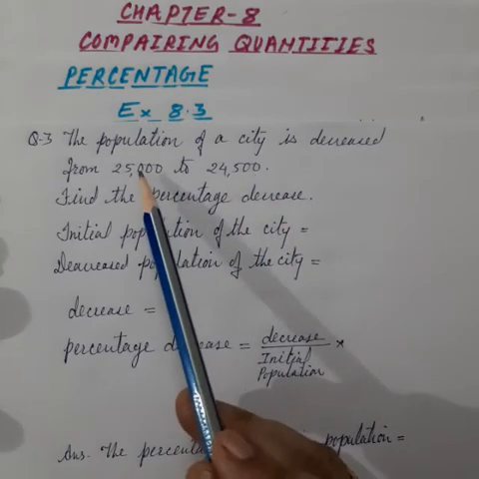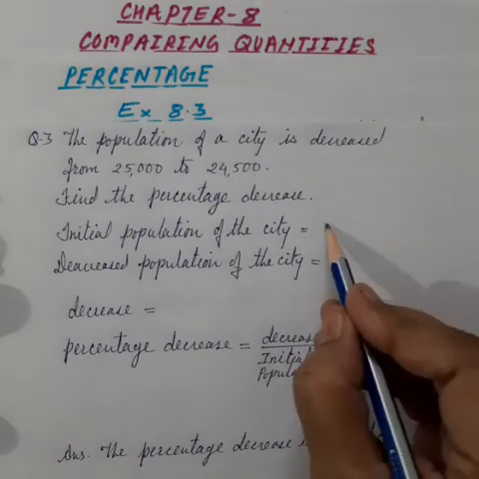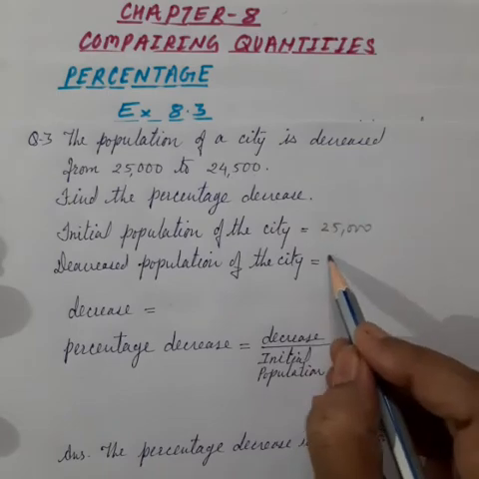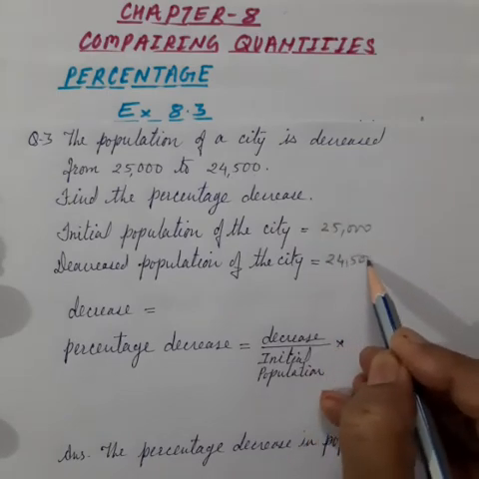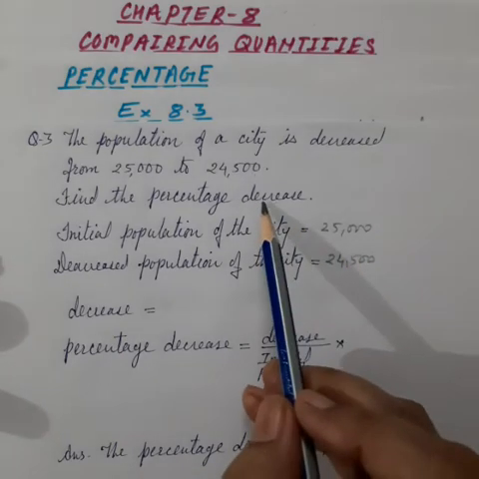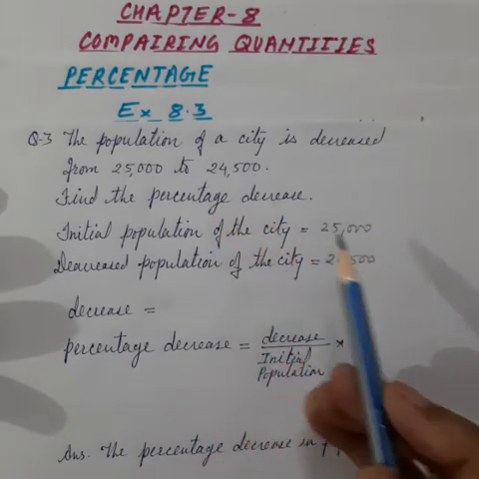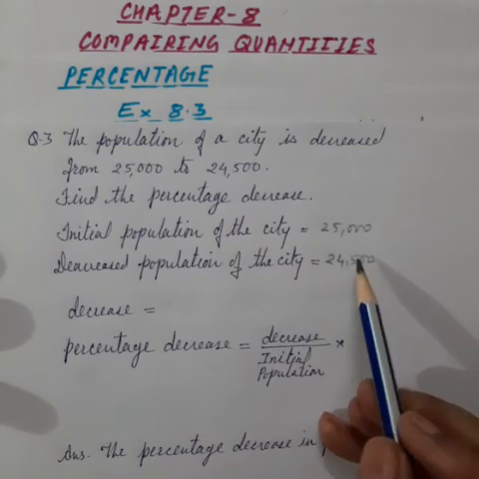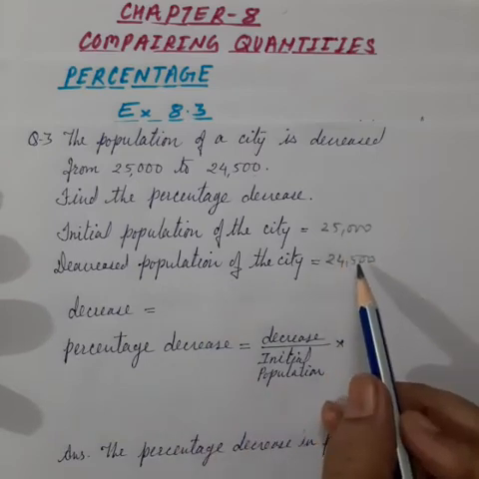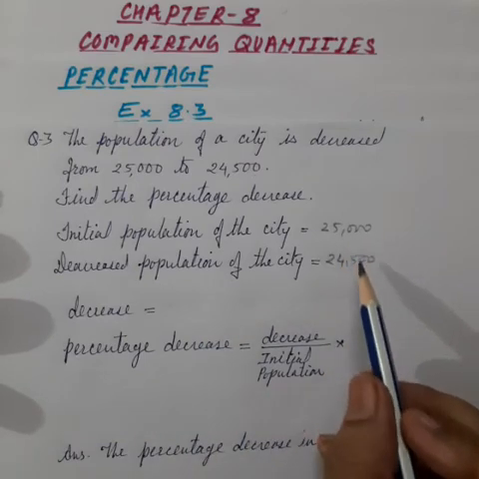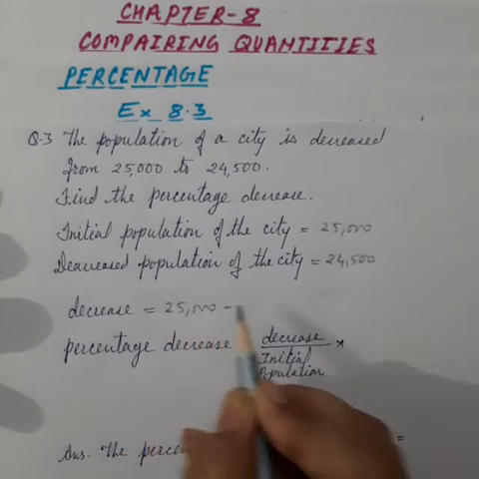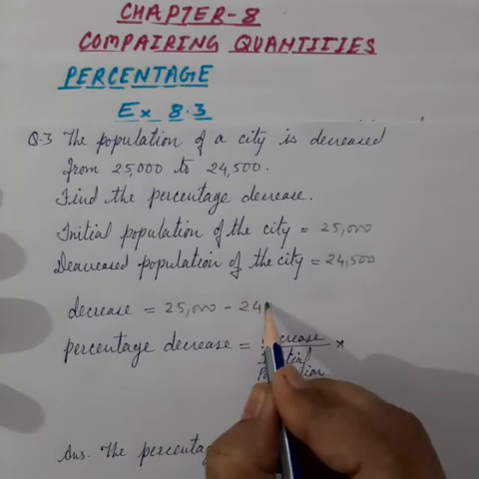Here the original population is given, 25,000, and it is decreased to 24,500. So the decreased population is 24,500. We have to find out the decrease percentage. So first of all we have to find out how much it is decreased. For that we have to find out the difference between these two populations, the initial population and the decreased population.